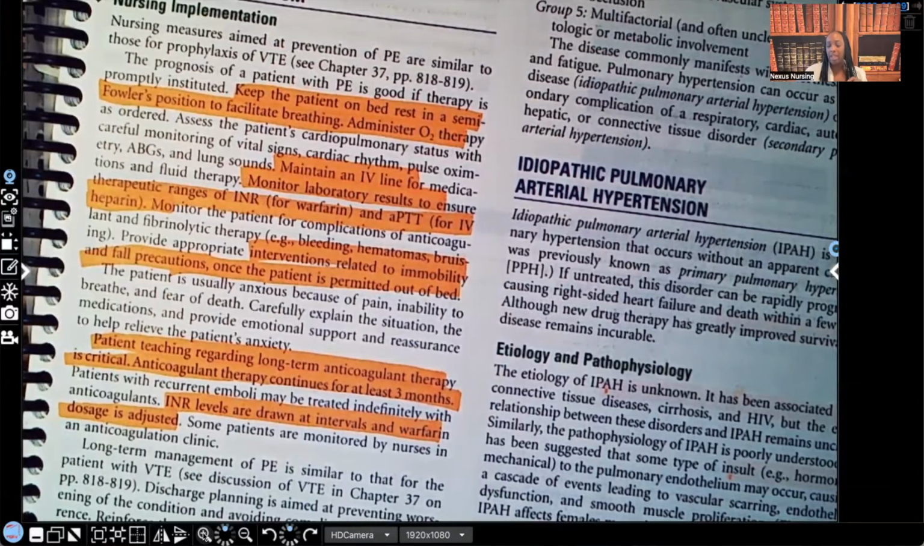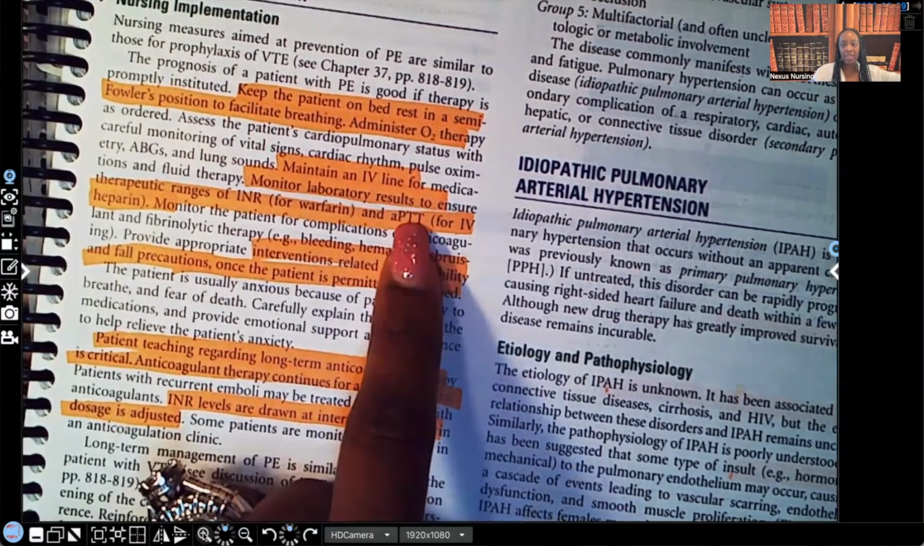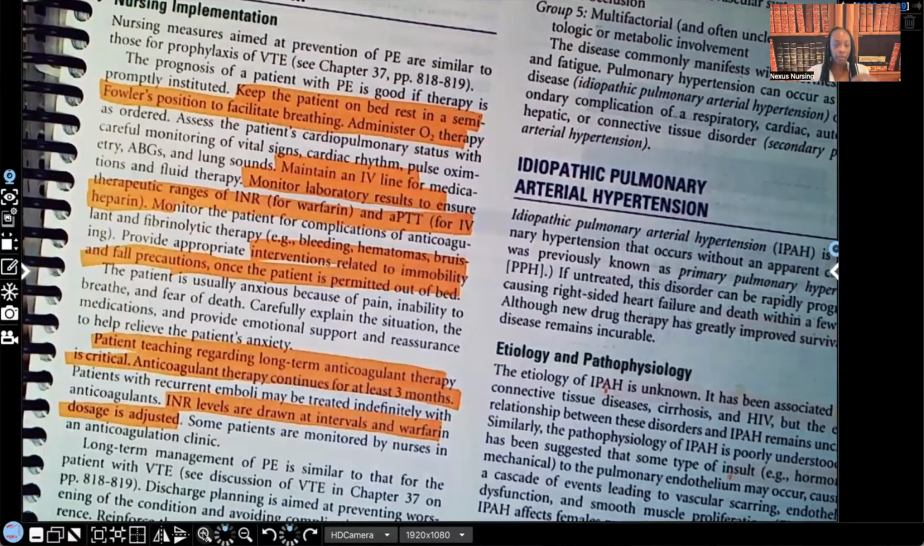If you guys have a hard time remembering the difference, PTT, those two T's, if you take a look at this right here, guys, those two T's kind of can look like an H. That H stands for heparin. So PTT is for heparin, where the PT/INR is for the Coumadin, okay?